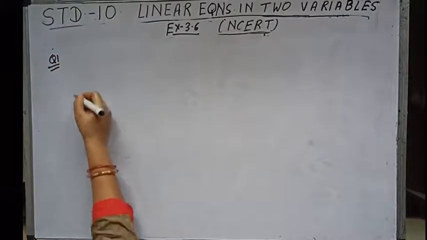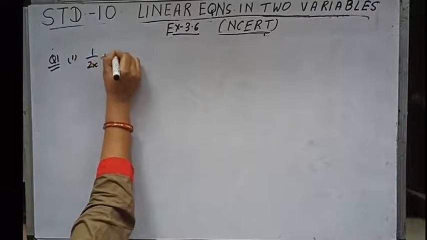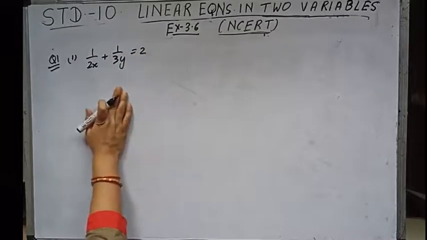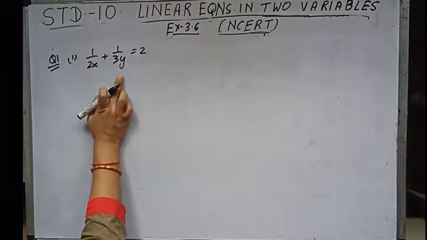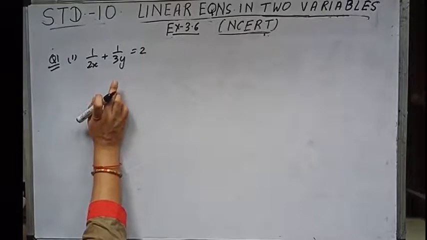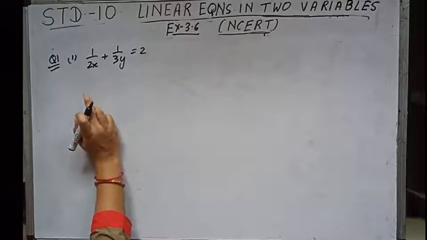Question number 1, subpart number 1 is 1 by 2x plus 1 by 3y equals to 2. Here children, you can see that the variables x and y are in the denominator. Like this sum we have done in R.S. Agarwal also. I mean from a few sums which I selected from R.S. Agarwal, there also I have done.